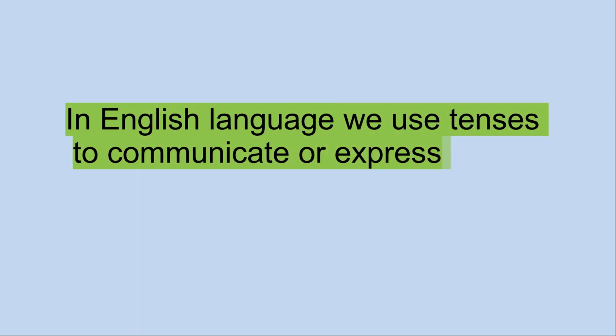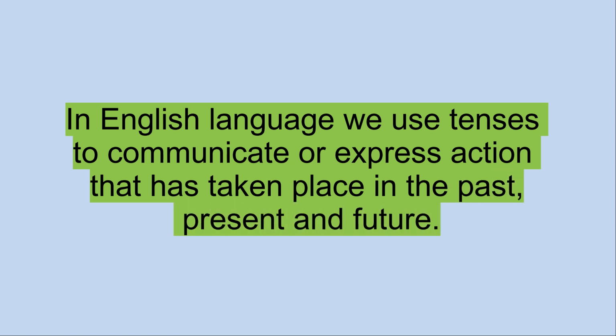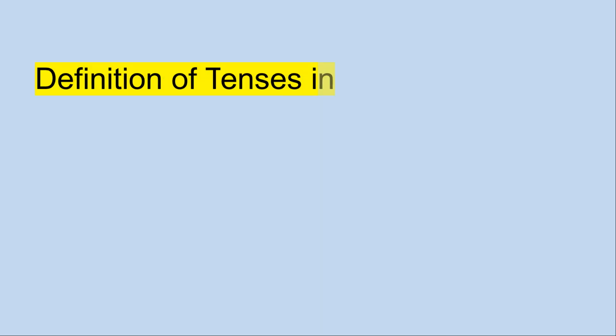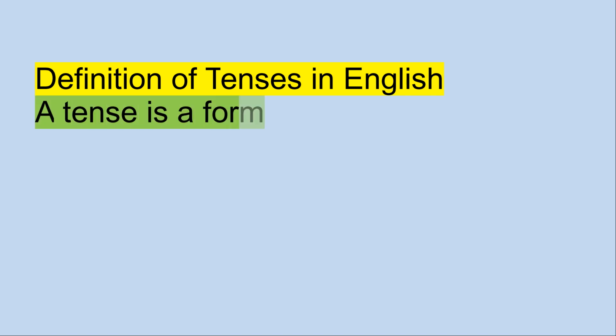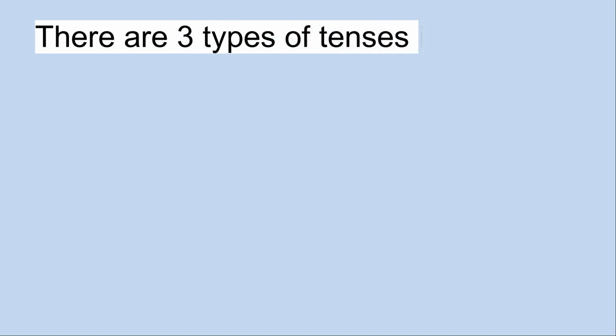In the English language we use tenses to communicate or express actions that have taken place in the past, present and future. Definition of tenses in English grammar. A tense is a form of a verb which shows the time of action. There are three types of tenses in the English language.